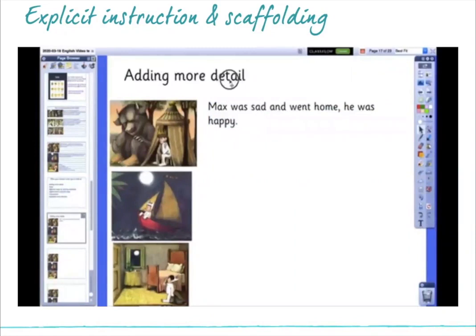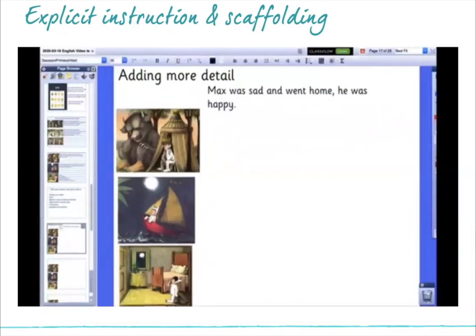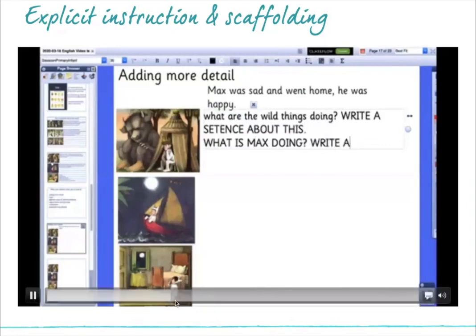We want you to add more detail. And more detail means talking about each picture, okay? And responding, like I said, making sure you write a sentence for the things that are happening. So what are the wild things doing? Write a sentence about this. About this. Yes? Okay. What is Max doing? Not just how he's feeling. Write a sentence about this.